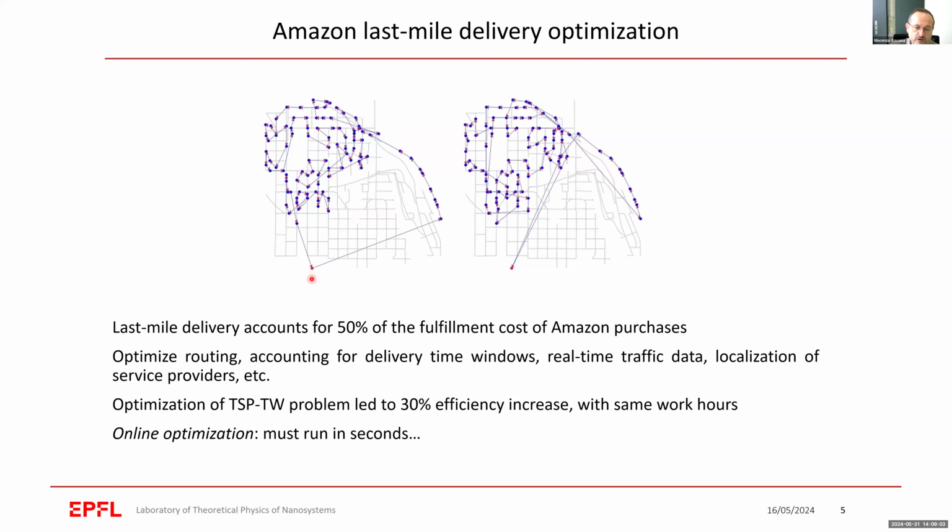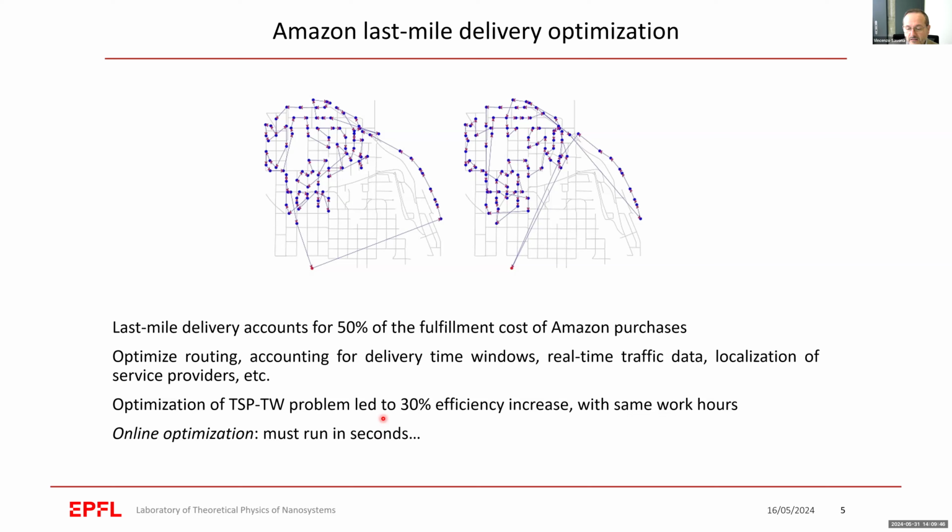the transporters have to fulfill delivery time windows that exist because of several constraints. They also have to account for real-time traffic data, for the localization of the various service providers, and so on. So it is a really complex optimization problem that must be run almost in real time. The current research being led by Amazon requires these things to be run in tens of seconds, in 10 seconds. And this can lead to a huge saving. It is called online optimization, not because it is on the internet, but because it is run almost in real time.